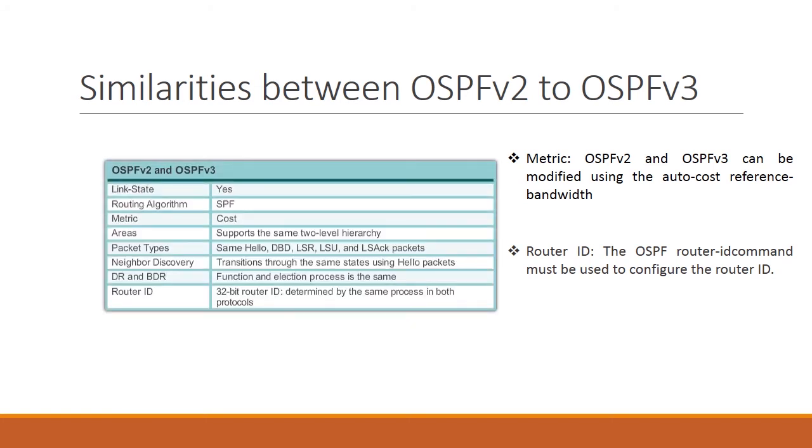Neighbor discovery mechanism. OSPFv2 and OSPFv3 use the Hello mechanism to learn about neighboring routers and form adjacencies. However, in OSPFv3, there is no requirement for matching subnets to form neighbor adjacencies. This is because neighbor adjacencies are formed using link-local addresses, not global unicast addresses. DR-BDR election process: the DR-BDR election process remains unchanged in OSPFv3. Router ID: both OSPFv2 and OSPFv3 use a 32-bit number for the router ID, represented in dotted decimal notation. Typically, this is an IPv4 address.